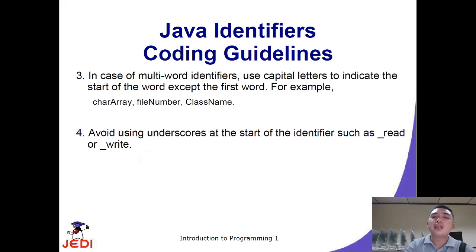In case of multi-word identifiers, use capital letters to indicate the start of the word except the first word. Kagaya nito, file number. Okay, so since it is a variable or method, let's say file number is a variable, dapat small letter yung first word. So except lang sa first word, the rest must start with a capital letter. Please avoid using underscores, although this is actually acceptable, but it is not easy to read.